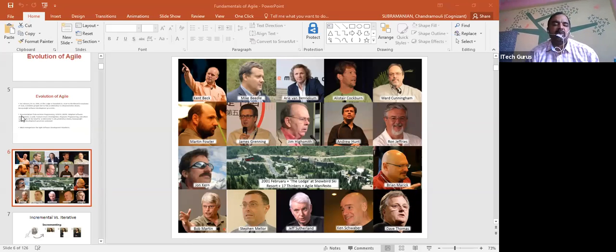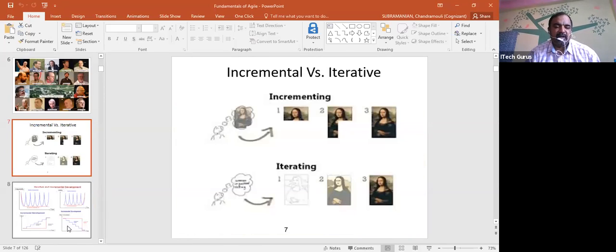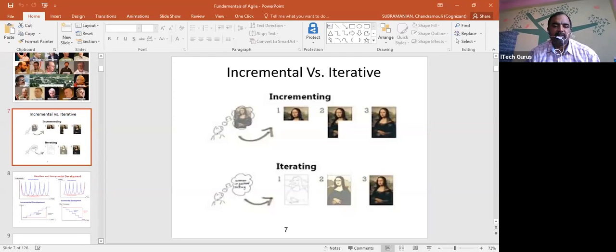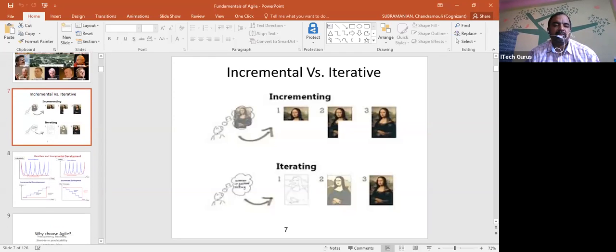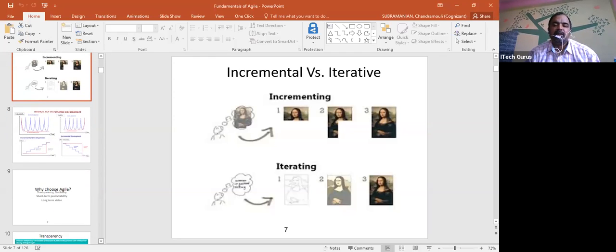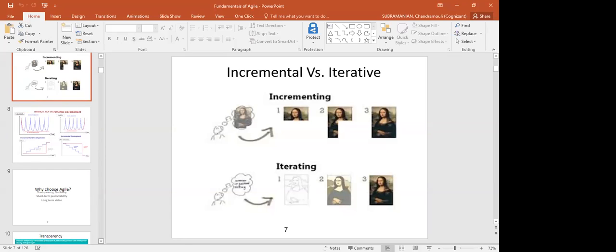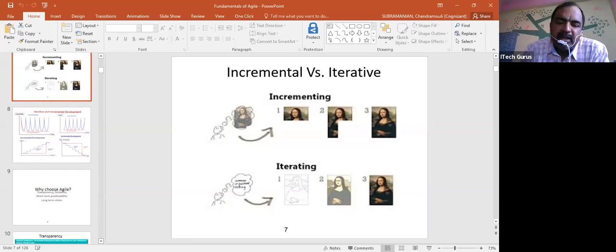Okay, let's move on. I told you about incremental versus iterative. Are you able to see the screen, all of you? See this? This is the difference between incremental and iterative. You need to clearly understand the difference. And Agile is both iterative and incremental, I told you. Now, very simple, let's talk about the first one.